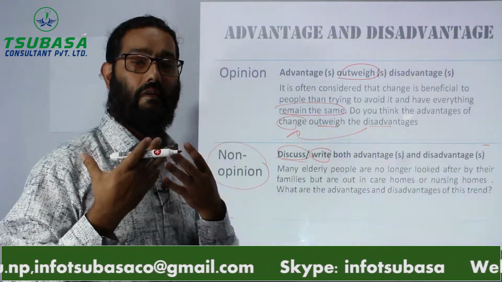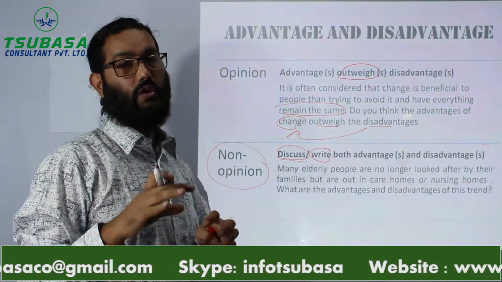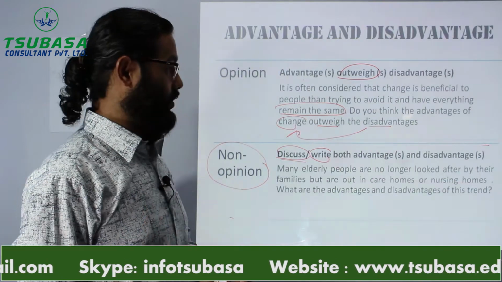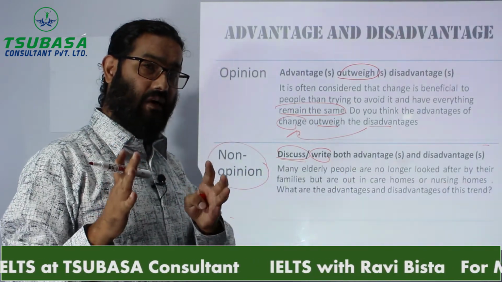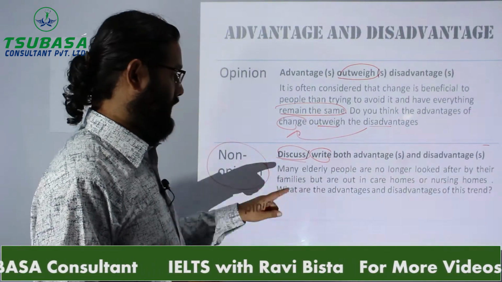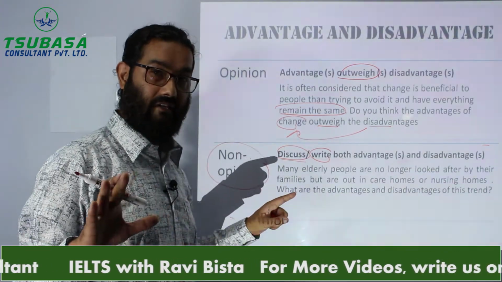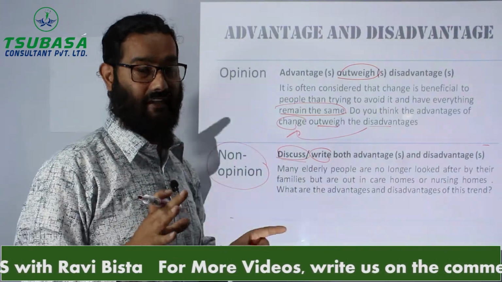You cannot give your point of view. You cannot pick your side. So if you cannot pick your side, what are you supposed to do? It just tells you to write advantage and disadvantage. As simple and as flat as that.